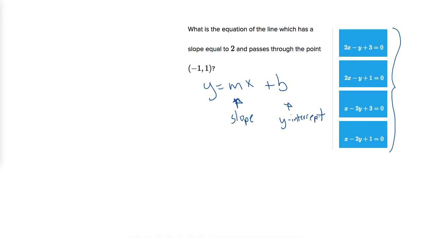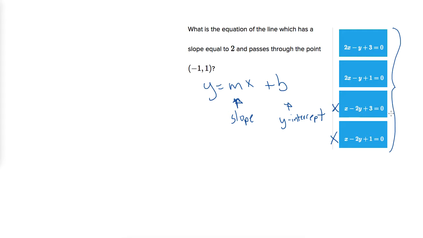So if we were to manipulate each of these equations so that it was in y equals mx plus b form, we can see that a couple of these do not have a slope of 2. The slope of answer choices 3 and 4 is not going to be equal to 2 because the coefficient of x is not going to equal 2 when we rework these.